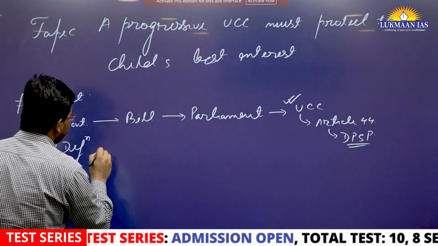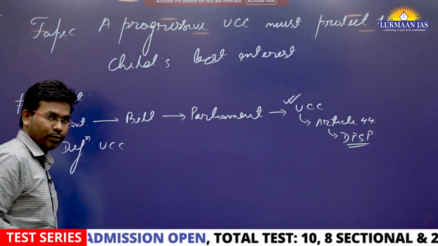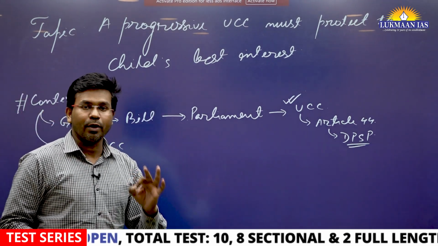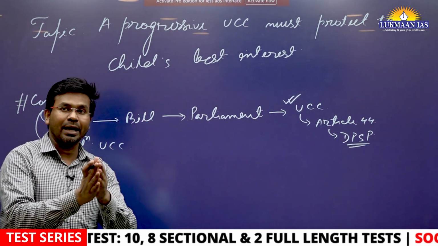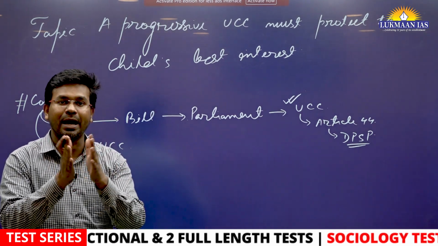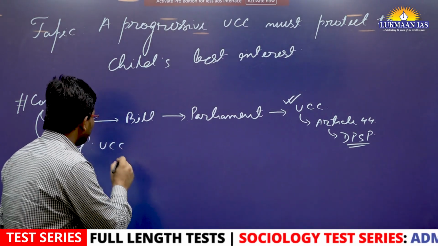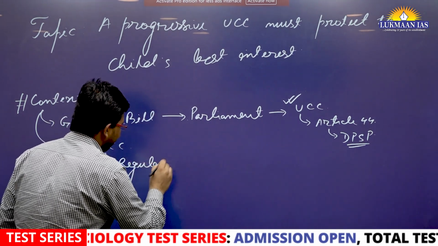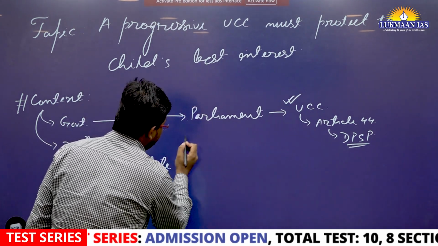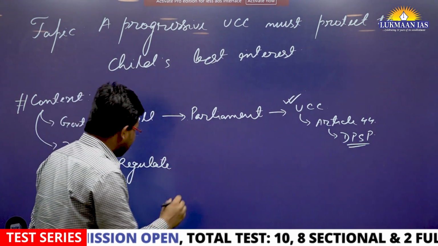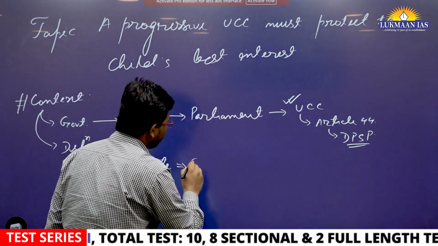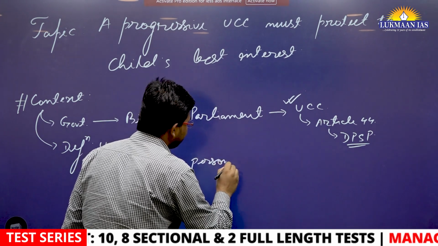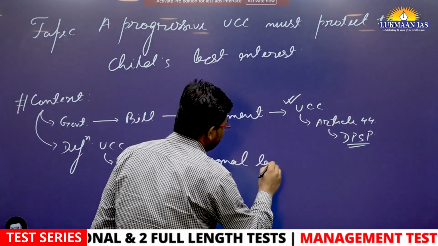So let us understand the definition of Uniform Civil Code. Uniform Civil Code is going to be a kind of legislation. It will be a law which is going to regulate various aspects of personal law, okay. They are going to regulate various aspects of personal law.